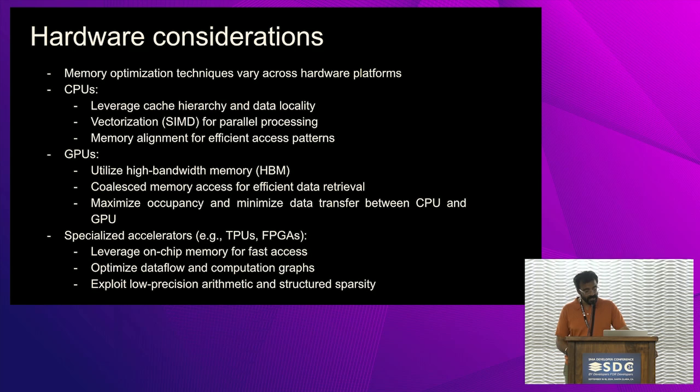There are also specialized accelerators like TPUs and FPGAs that leverage a lot of on-chip memory for fast access, and they optimize the data flow and computation graphs. These are specifically built for matrix multiplications and other types of operations that are very common in ML.